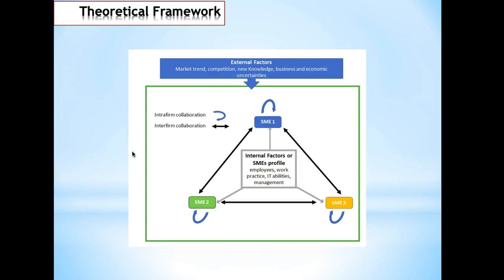Now, first of all, the intra-firm is a collaboration being done inside a particular SME. So collaboration between or among the employees, sharing files, documents, or things like that. Now, when a collaboration is done between two or more SMEs, it becomes an inter-firm collaboration, or collaboration between two or more companies. So this is the theoretical framework I came out with.